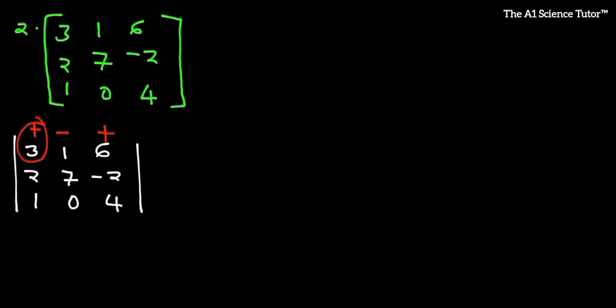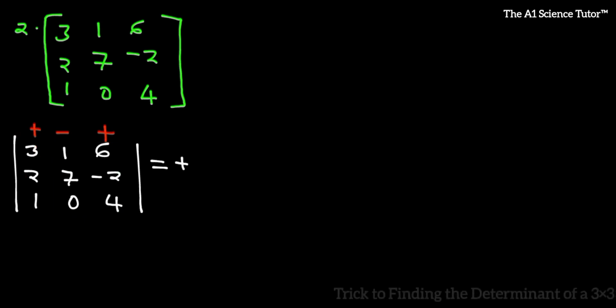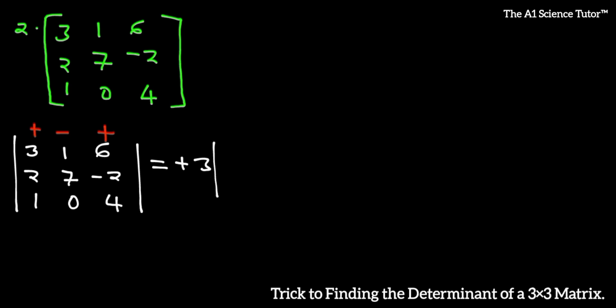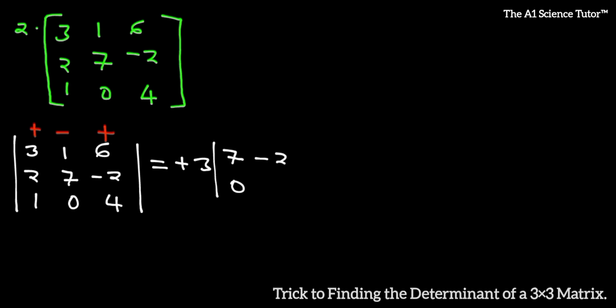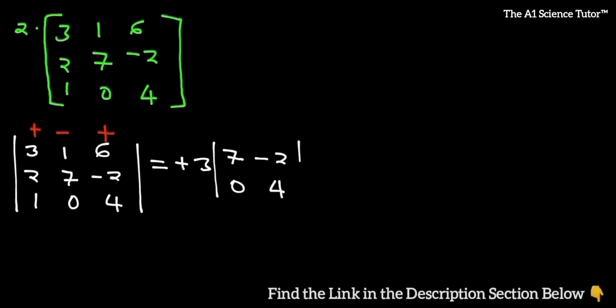So I need to pick +3 and cross out all the elements which are in the same row as it, as well as all the elements in the same column as it. Now the numbers which are left are basically the cofactors of the number 3. I need to find out what is going to be the determinant of these ones. So that is going to be +3, and I need to multiply with the determinant of these cofactors. So that is going to be 7, -2 here, this is a 0, and this is a 4.